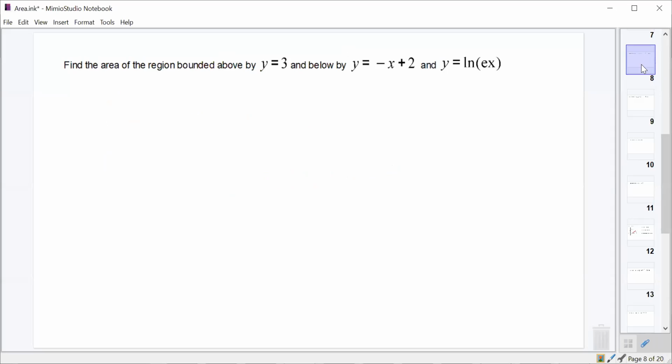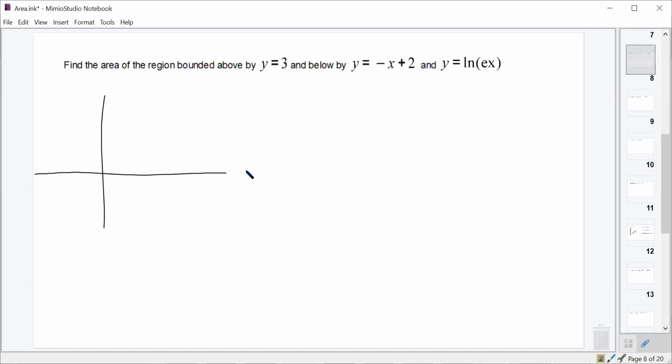Okay, let's take a look at this one. Let's find the area of the region bounded above by y equals 3 and below by y equals negative x plus 2 and y equals natural log of ex. So let's think about what these look like. First off, let's draw an axis. Try and practice sketching some of this without Desmos, since you won't have Desmos available to you on the AP test.